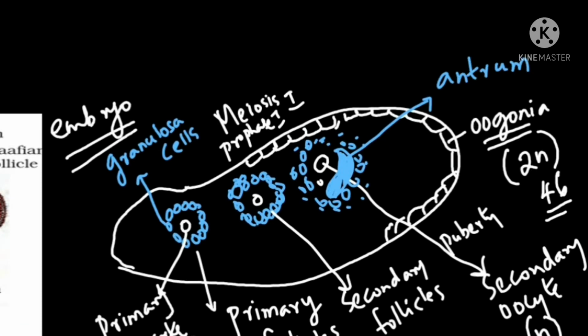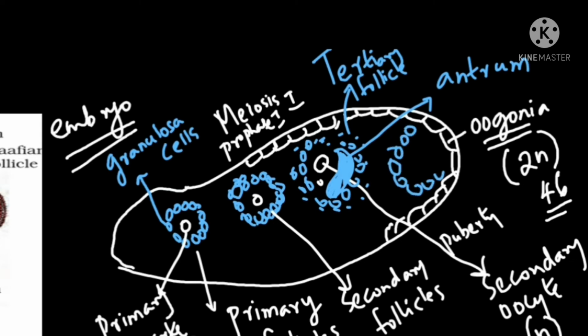So primary you saw, secondary you saw, then what will this follicle be called? It happened during the puberty stage. Primary, secondary, then what follicle is this? Tertiary. Yes, very good. Tertiary follicle. So the tertiary follicle will have inside a secondary oocyte with an antrum. Now the antrum will increase in size and more cells will come around the secondary oocyte. More granulosa cells will come, and the antrum will become larger.